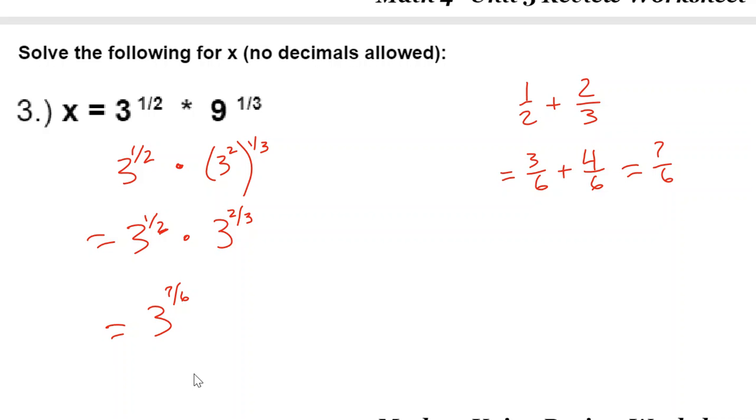Now, they said no decimals. So that's, unless you want to go to a sixth root of something, that's probably the easiest way to leave it right there.